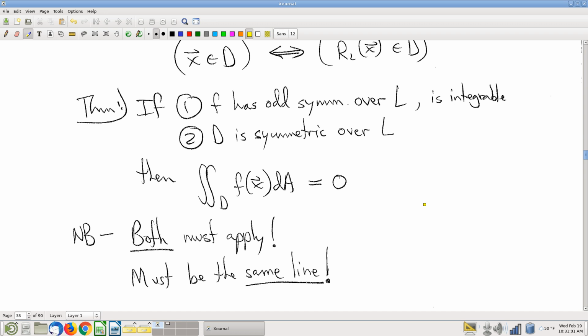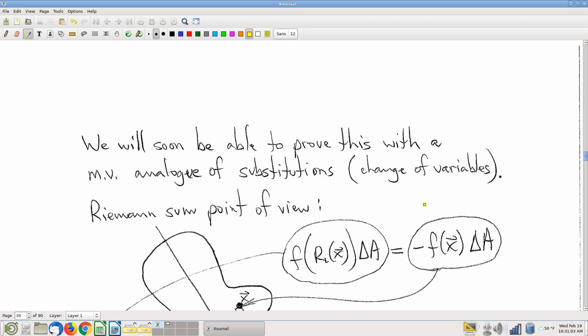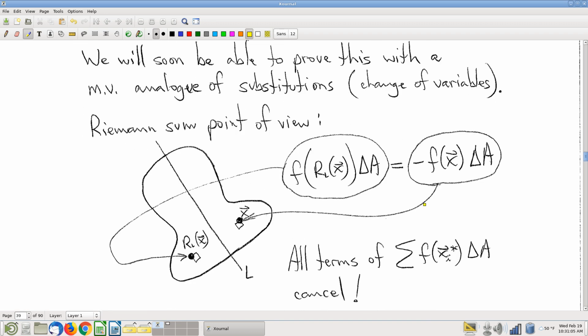So here, let's finish the discussion of symmetry. The argument as to why this is true is just like with single variable integrals. Right? We look at a term here, right? And we look at a term here.